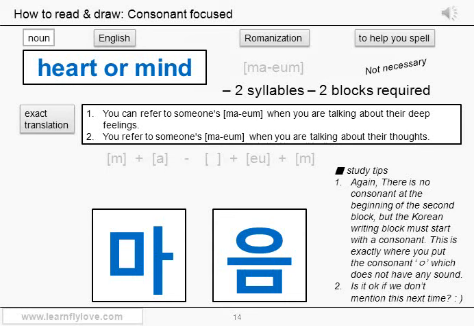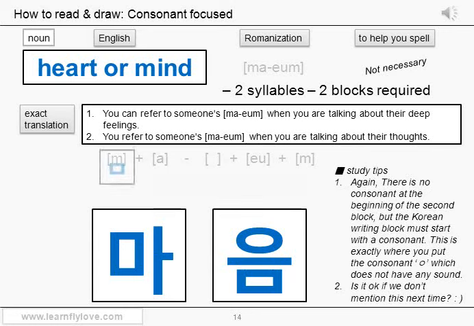Next word is heart or mind. Check out the romanization and let's hear the sound first. Ma-um, ma-um. It's a two-syllable word. You can refer to someone's ma-um when you are talking about their deep feelings. Or you can refer to someone's ma-um when you are talking about their thoughts. The second romanization for Korean spelling is not required here. Then let's check out the Korean spelling.